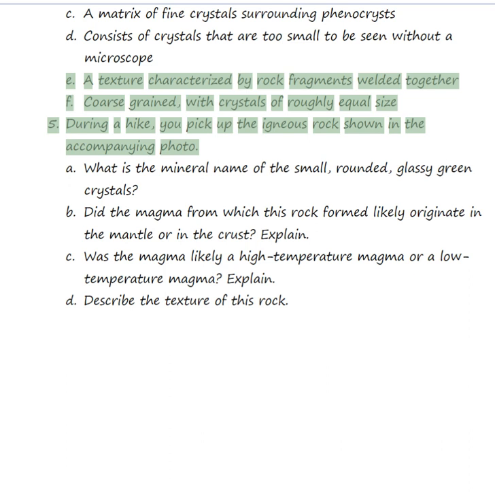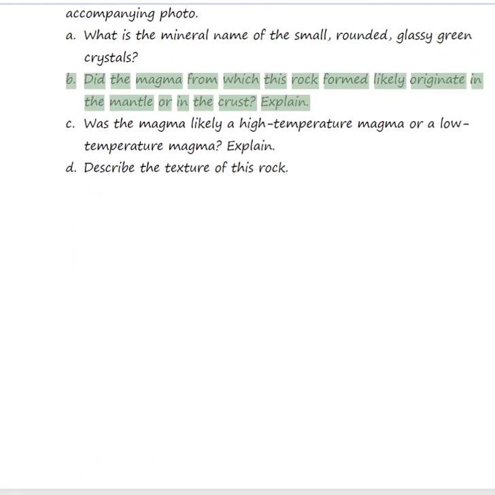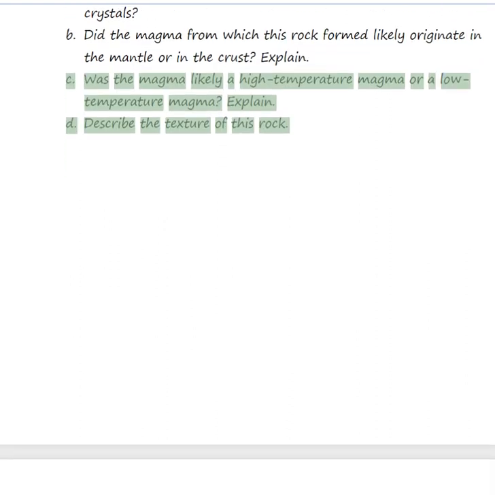5. During a hike, you pick up the igneous rock shown in the accompanying photo. A. What is the mineral name of the small, rounded, glassy green crystals? B. Did the magma from which this rock formed likely originate in the mantle or in the crust? Explain. C. Was the magma likely a high-temperature magma or a low-temperature magma? Explain. D. Describe the texture of this rock.